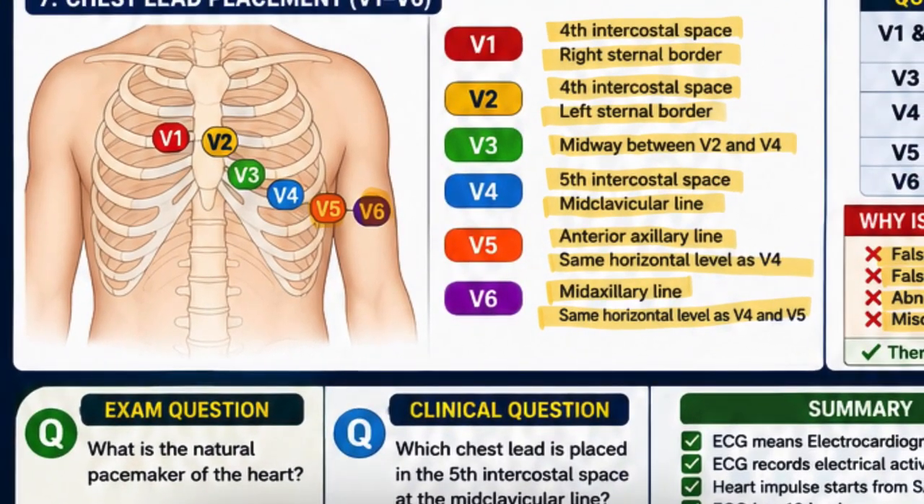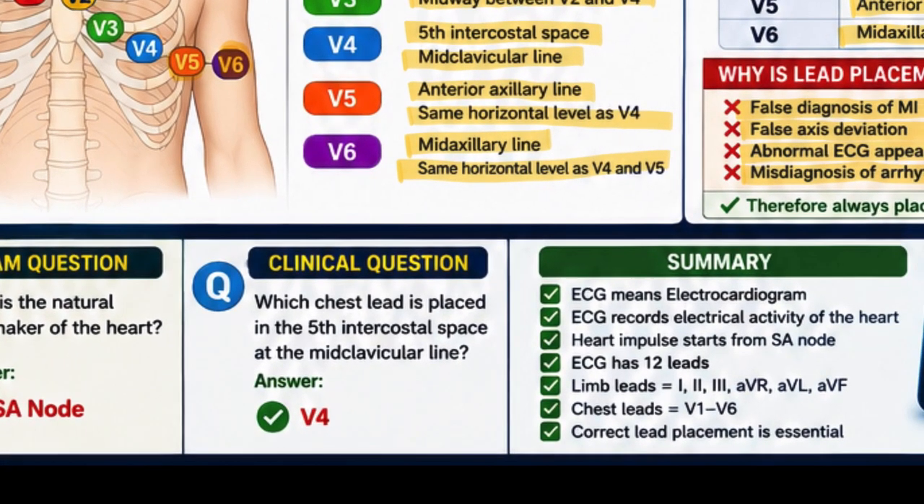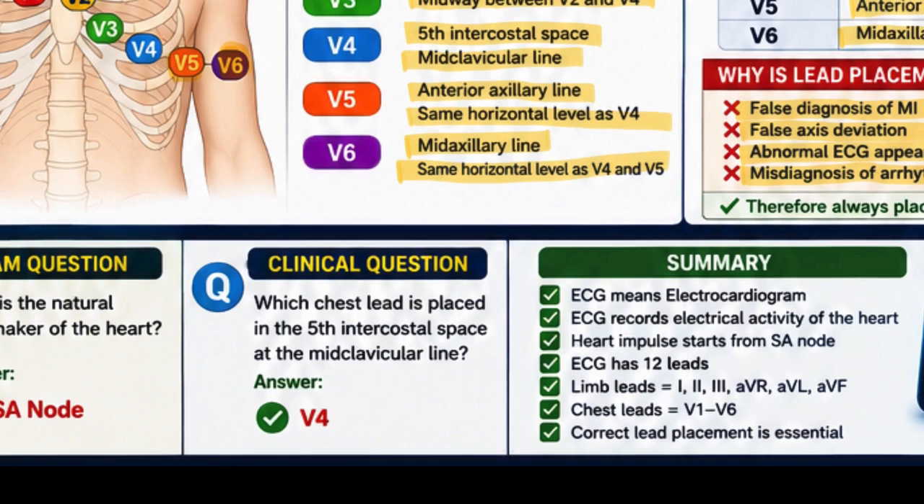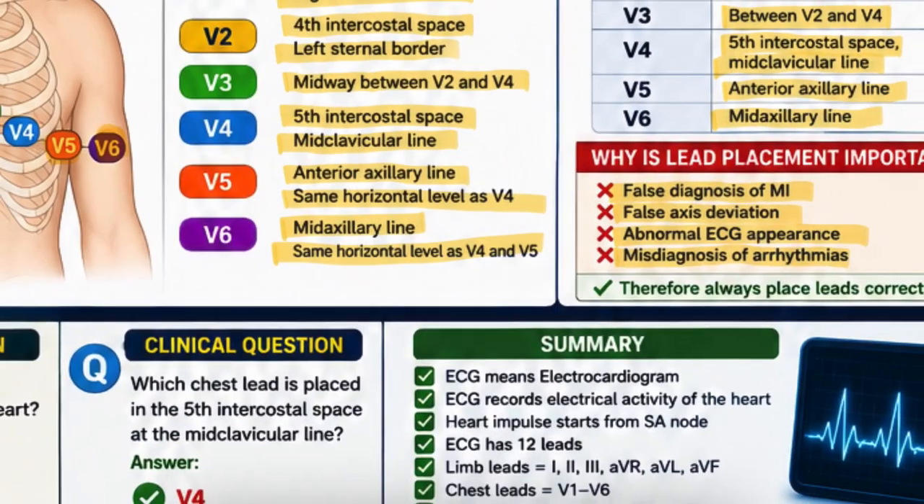So from an exam point of view, what is the natural pacemaker of the heart? The doctor can ask, so we have to take a note. In clinical questions, which chest lead is placed in the fifth intercostal space at the mid-clavicular line? That answer will be V4.